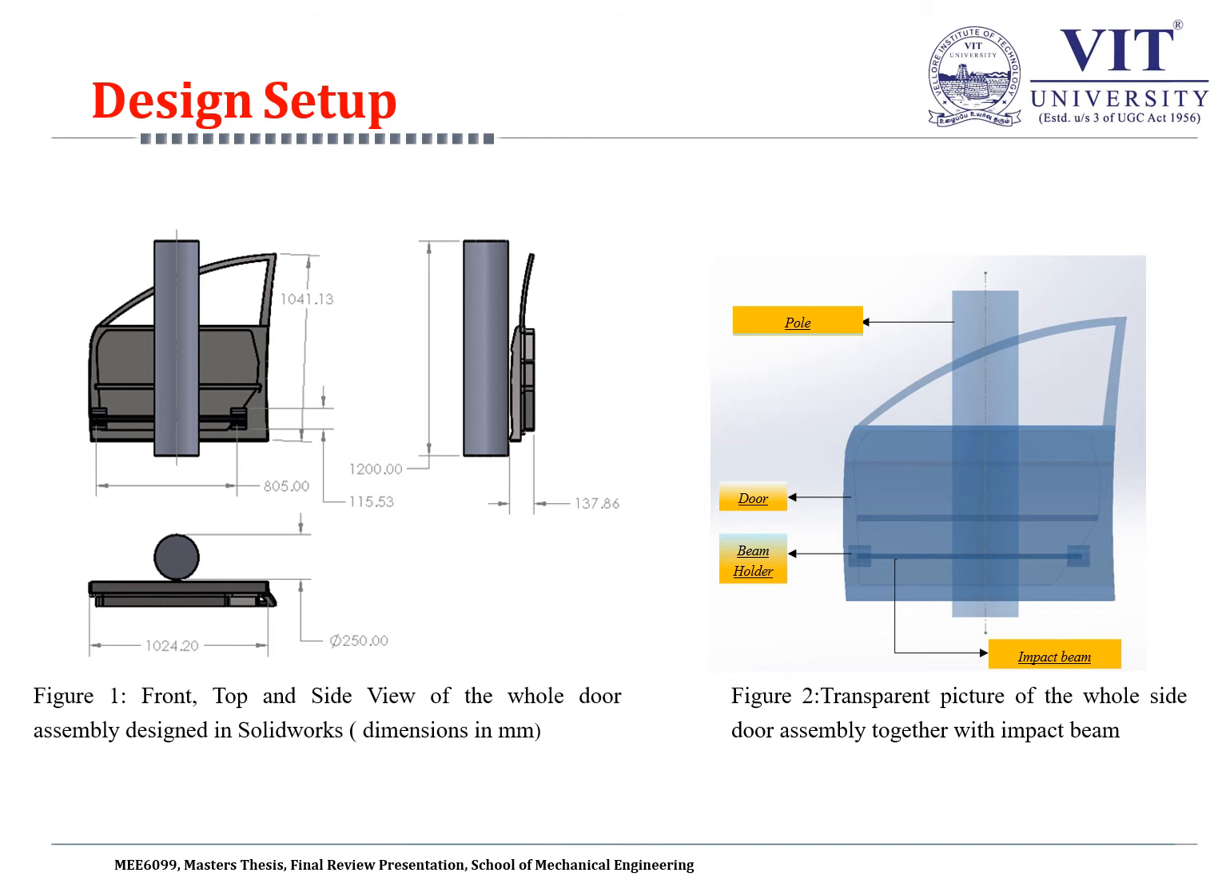There is a holder as well as the impact beam placed inside the door in order to absorb the energy from the crash. On the right side, you can see each of the parts. On the top is shown the pole, which will come and crash onto the door. And there will be a beam holder inside the door where the beam will be placed.